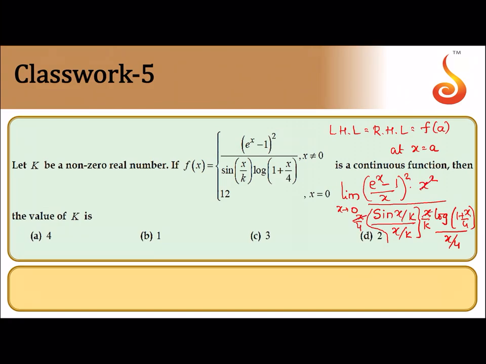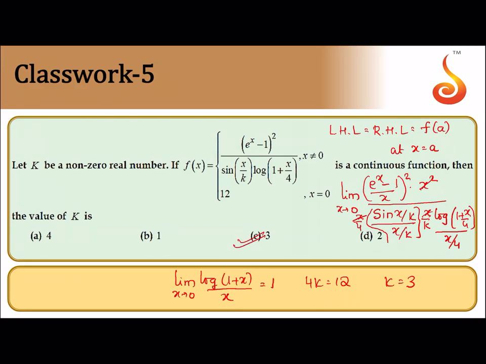Extra will be how much? X by k. Similarly, log 1 plus x by 4 divided by x by 4 into x by 4. I am writing here x by 4. So this x and x square will cancel. So this value is 1, this value is 1, this value is 1. So what we get here is, so k and k, this is only x to the power k, 4k you'll get it. So 4k is equal to 12. So k equal to 3.